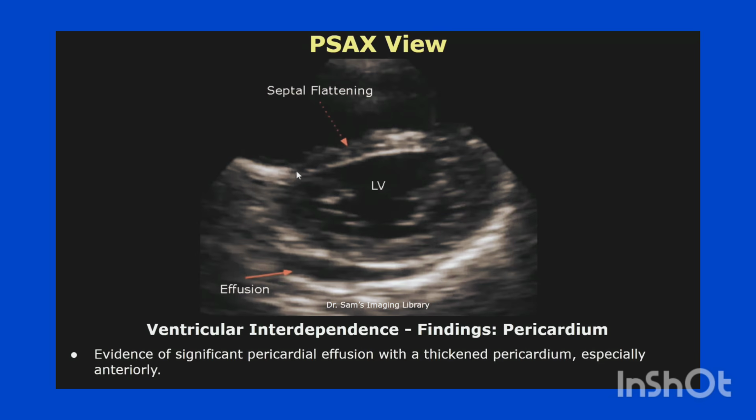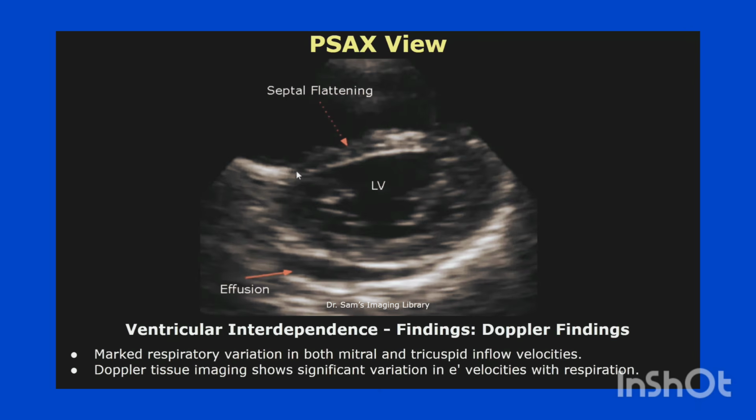These are the findings in the pericardium. Evidence of significant pericardial effusion with a thickened pericardium, especially anteriorly. These are the Doppler findings. Marked respiratory variation in both mitral and tricuspid inflow velocities. Doppler tissue imaging shows significant variation in E velocities with respiration.